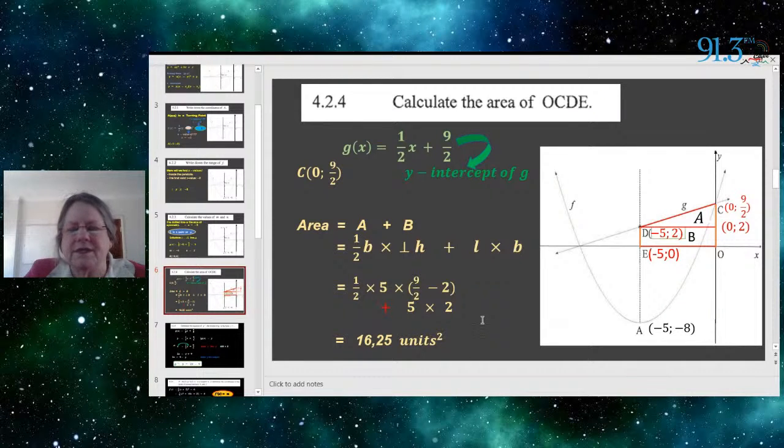So I think it's not a difficult question, but you need to know how to find your way around this trapezium to find the correct Y coordinates to actually do the formula. Right.